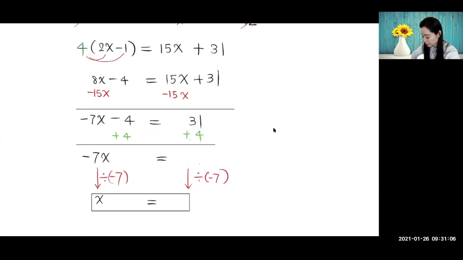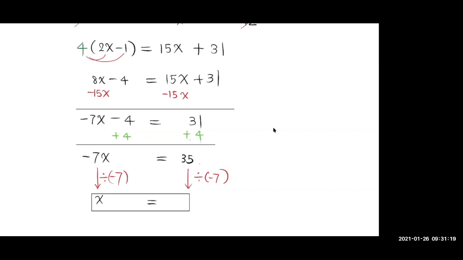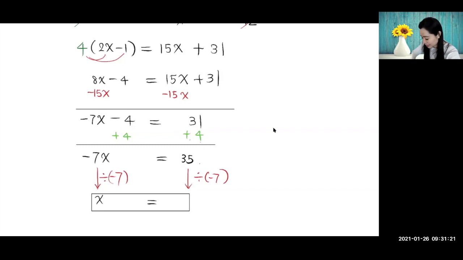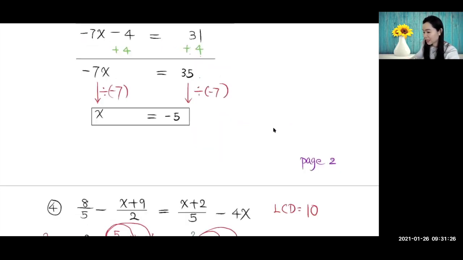Now to solve for x, undo this multiplication with divide by -7. What's 35 divided by -7? Anyone? -5. You got it. -5. x equals -5. Okay, good job.